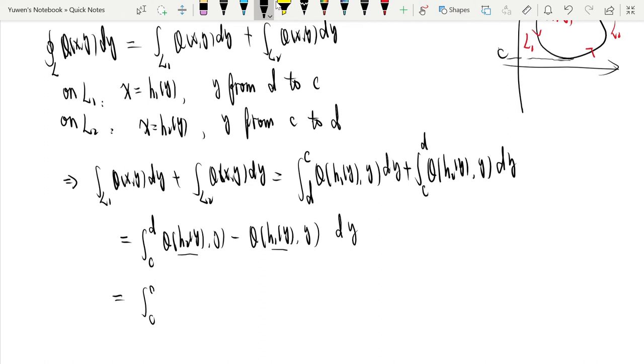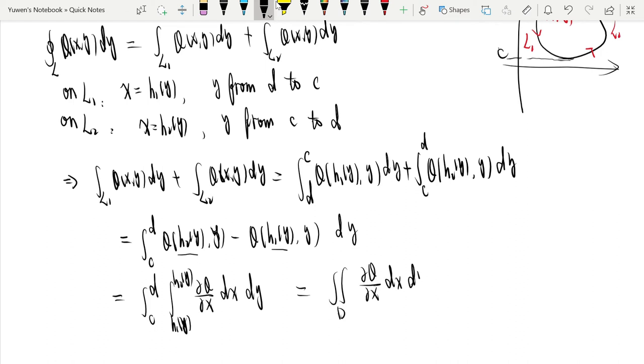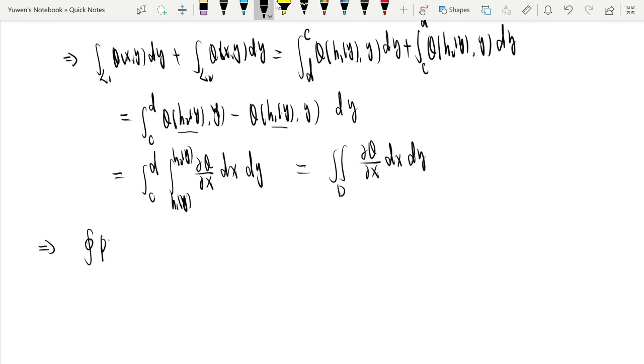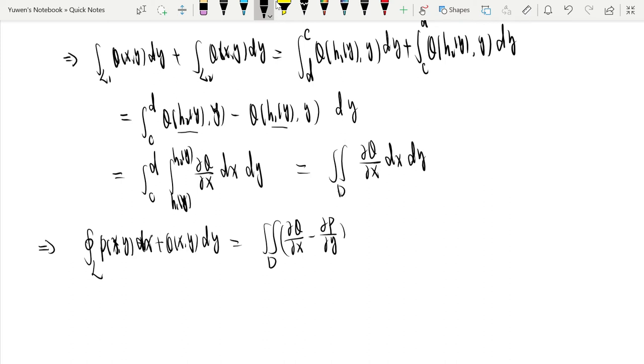Use the fundamental theorem again. That is partial Q partial x, because y is kept fixed and x changes from h1(y) to h2(y). So it is actually a double integral of partial Q partial x dx dy. So for a convex domain, the line integral of P(x,y) dx plus Q(x,y) dy on L is the double integral of partial Q partial x minus partial P partial y, dx dy.